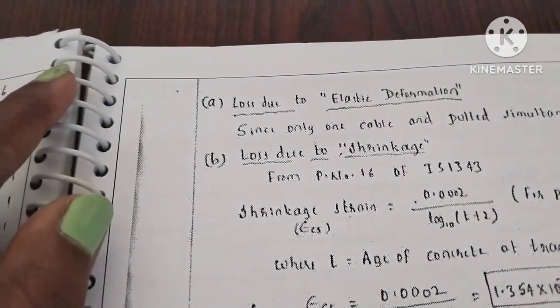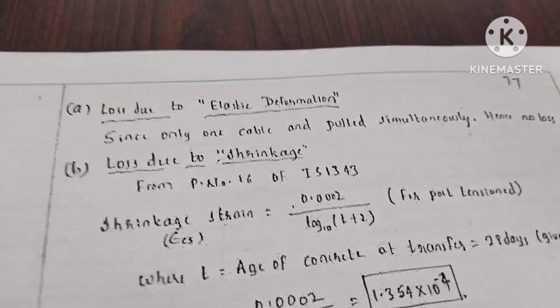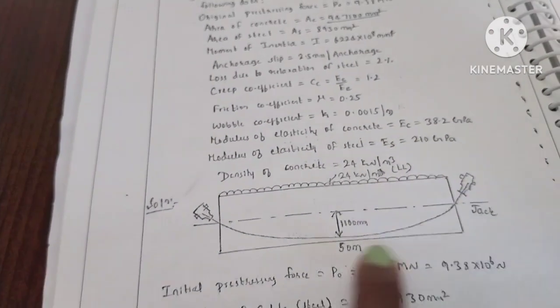Coming to the first loss, loss due to elastic deformation: since only one cable is pulled simultaneously, hence there is no loss. It means that here in the question, there is only one cable.